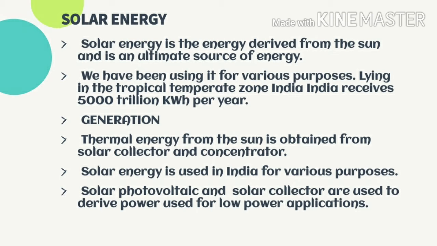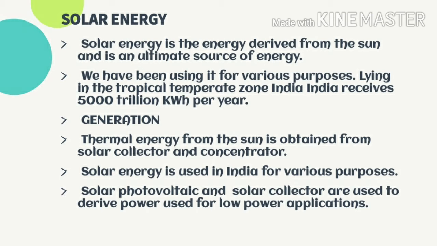All this solar energy that we are talking about can be obtained by using various kinds of instruments and machines, like the solar collector, the solar concentrator, and apart from that, the solar photovoltaic system. All this helps in the collection of solar power. So I will be explaining how the system operates.